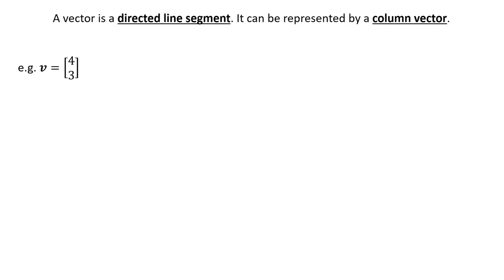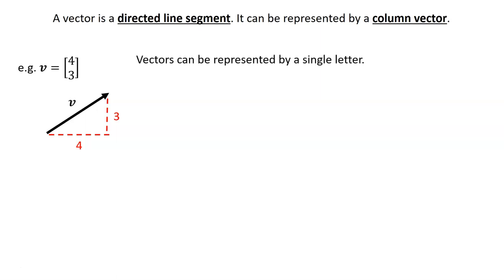It's in square brackets. What that represents is the 4 is my horizontal movement and the 3 is my vertical movement. So this means 4 across and 3 up. And then this line here is the vector itself, which is called V.